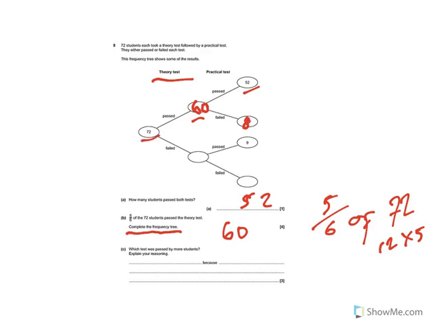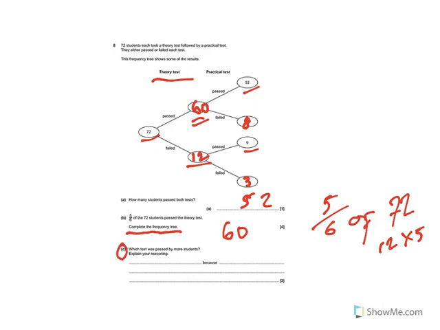If 72 students took the theory test, we know that 60 passed, that means that 12 failed. If we know that 12 failed the theory test and then 9 went on to pass the practical test, how many went on to fail the practical test? Well, 12 minus 9 gives us 3. Okay.